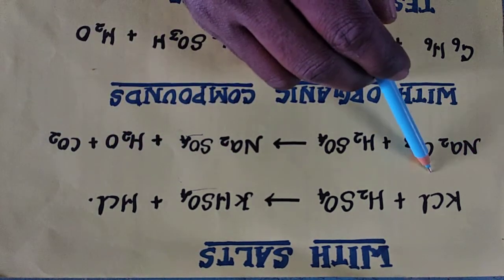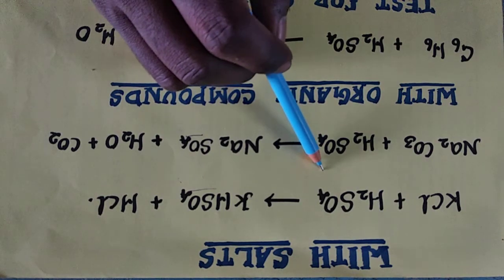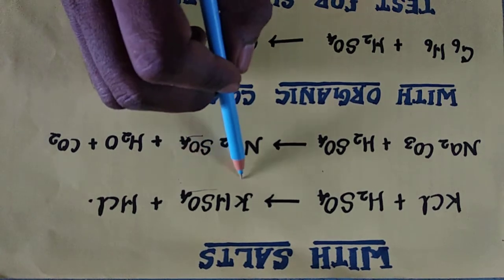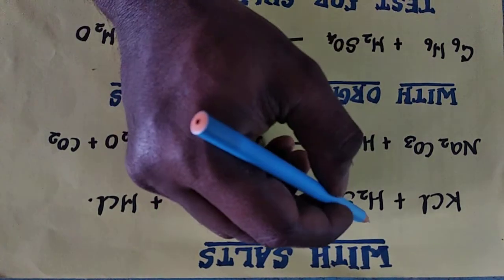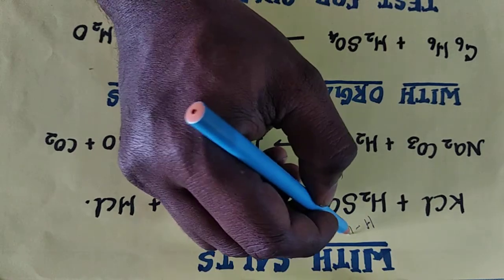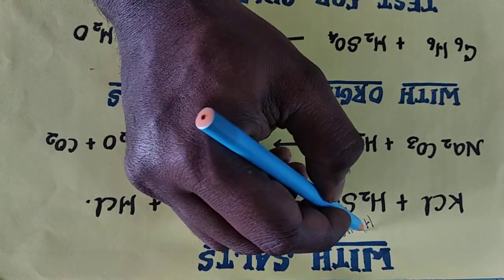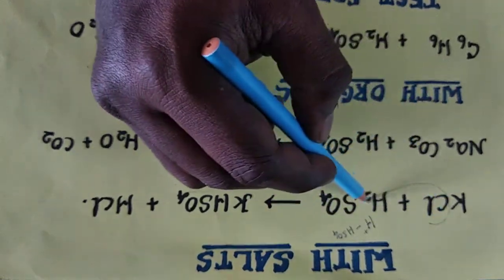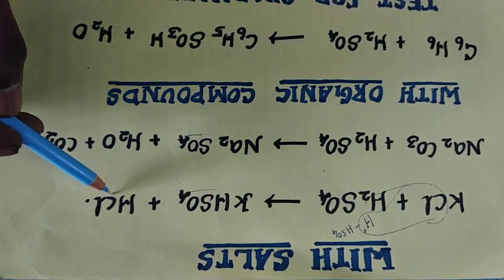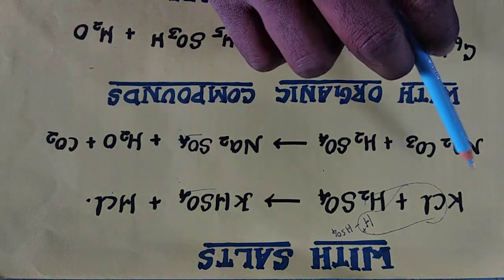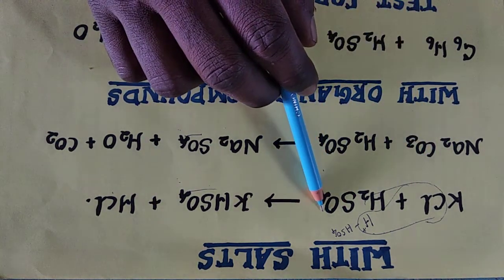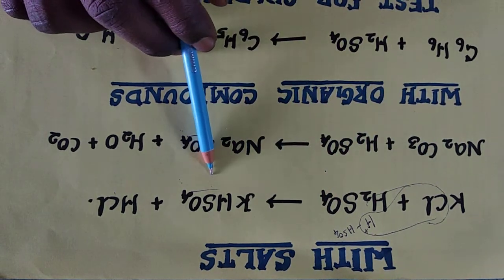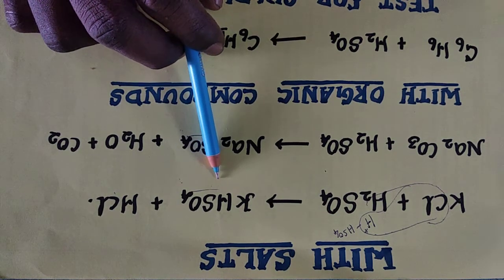When KCl is allowed to react with H2SO4, it results in the formation of KHSO4, that is potassium bisulfate. So H2SO4 you can write like this, H plus HSO4 minus. So this H plus will combine with this Cl and that will be liberated as hydrochloric acid. Then what remains? Here potassium is there, here the bisulfate ion, that is HSO4. So these two will combine and that will be removed as KHSO4, potassium bisulfate.